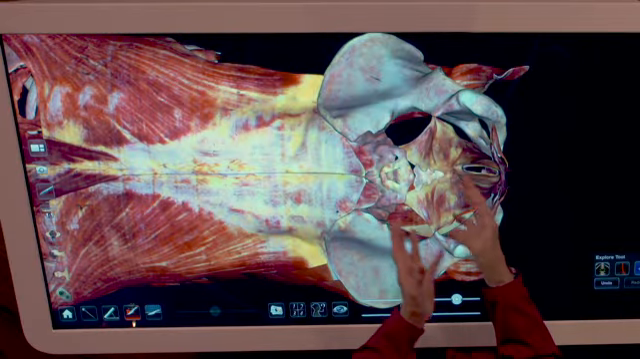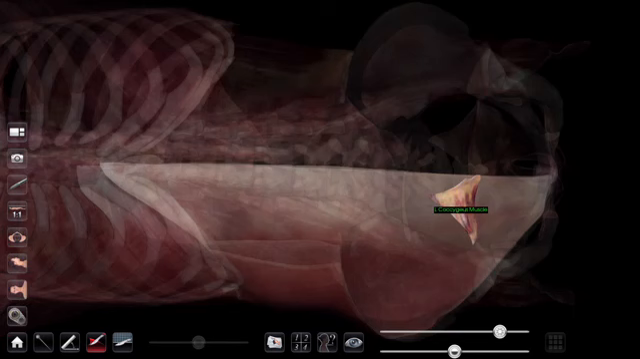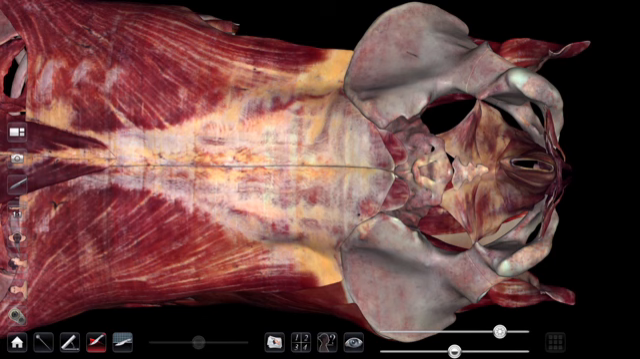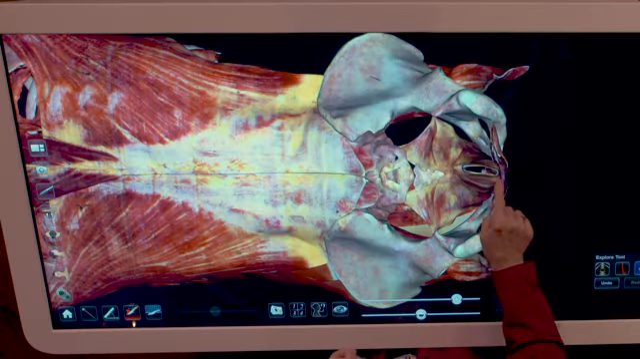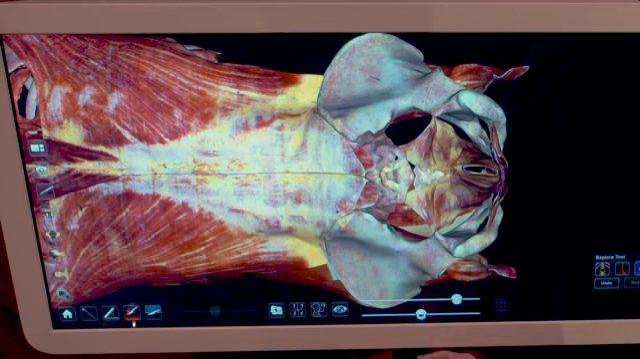Another diaphragm of the body is the pelvic diaphragm. It's the floor of the pelvis that helps support our internal organs. We can see it composed here of a funnel-like muscle that includes the coccygeus, the levator ani, and the external anal sphincter, which allows us to control our bowel functions.